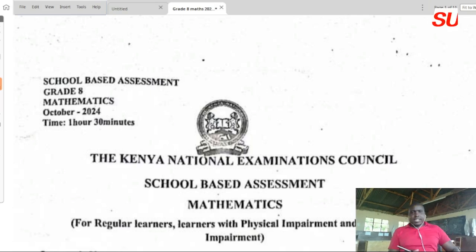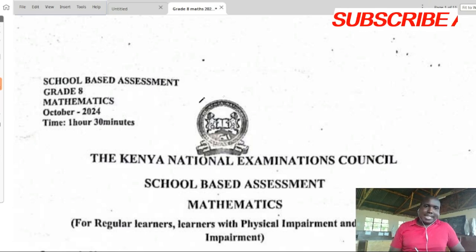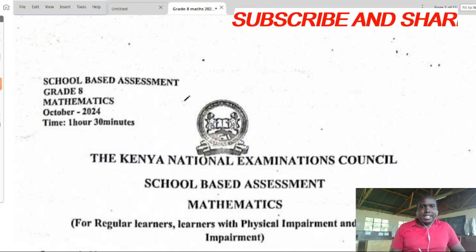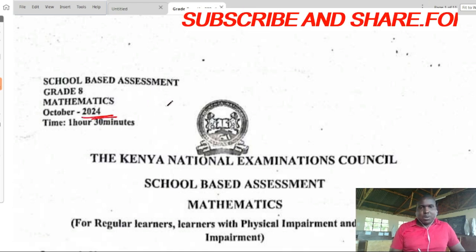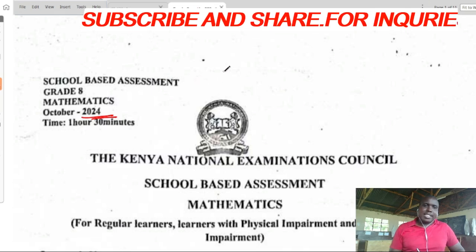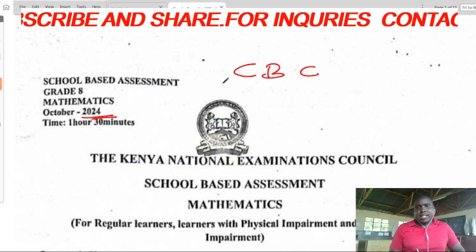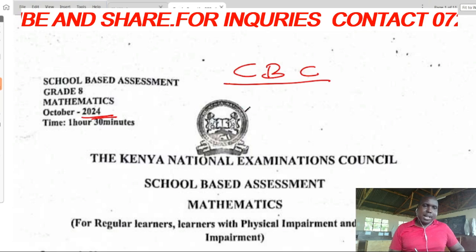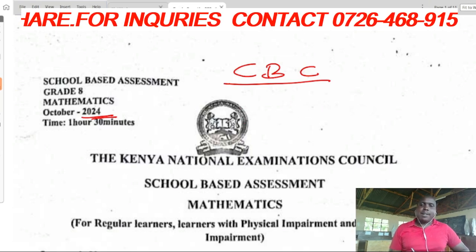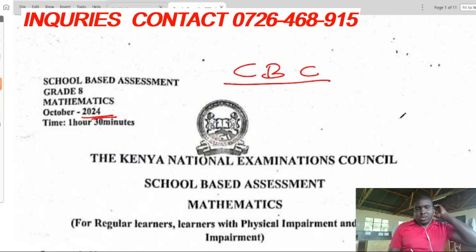Alright, students, I want to welcome you to the school-based assessment exam that grade 8 have done in the year 2024. This is the first grade 8 school-based assessment in the CBC curriculum. This is the first exam done by grade 8, because remember, in 2024 we have the first grade 8 going now to grade 9 in the year 2025.